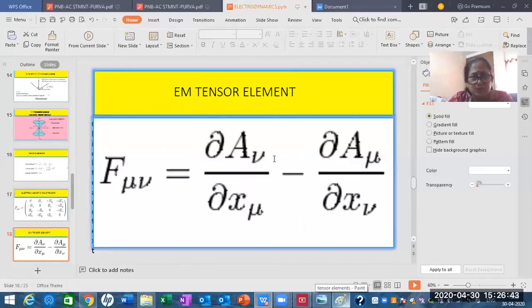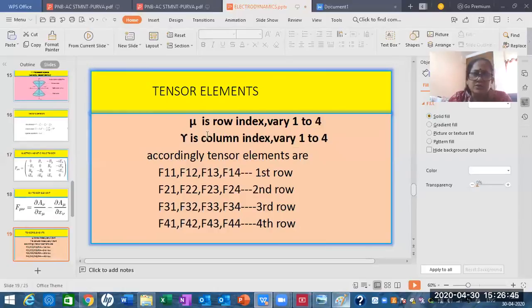I'll show this afterwards. So you see here, as I told, this is mu, a row index, and nu is a column index. It is a 4 by 4 matrix, so 1 to 4 and 1 to 4. Accordingly, tensor elements in general: the first row has 4 columns, 11, 12, 13, 14, and you can see here 11, 22, 33, 44 are the diagonal elements.